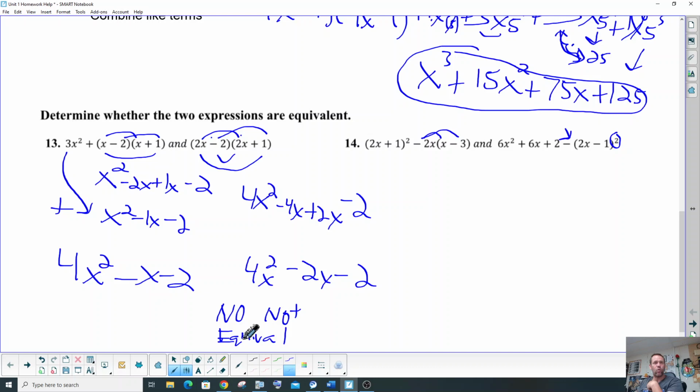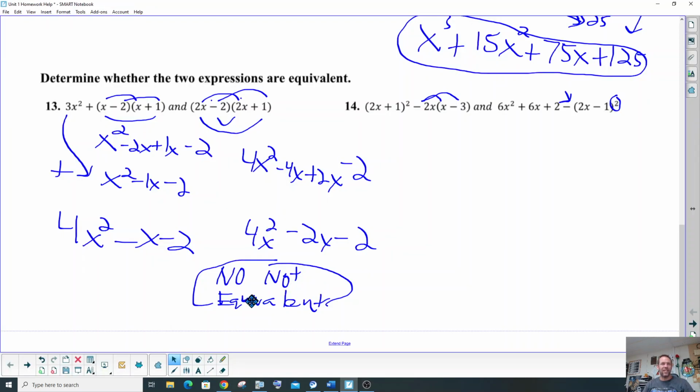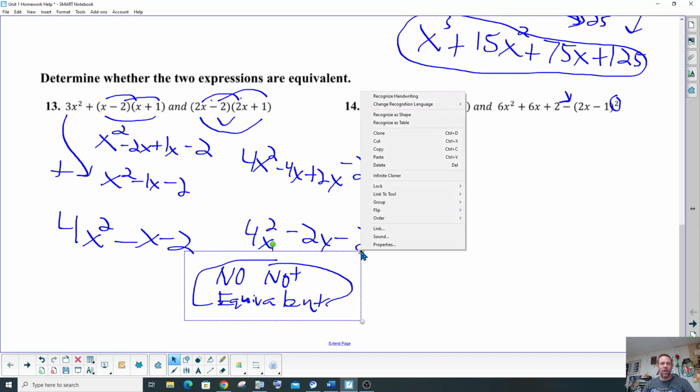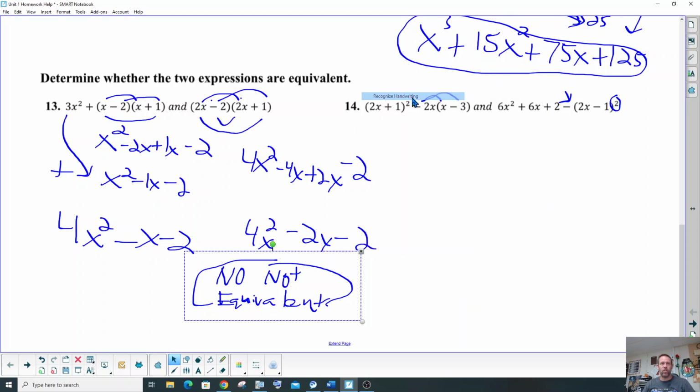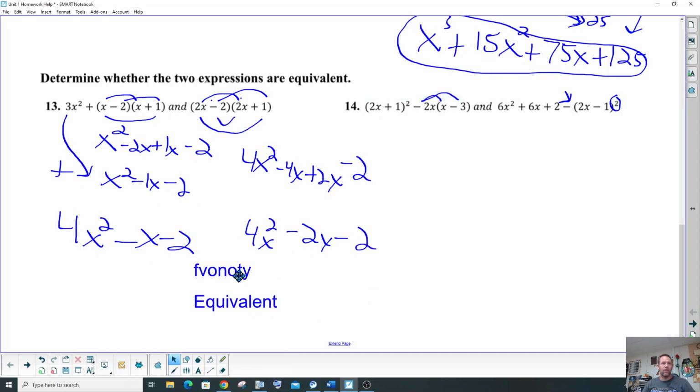Not equivalent is our answer there. Nice. So I'm just going to pause and double check for 2 seconds. Alrighty. So, yep, that's not equivalent for sure. Not equivalent.